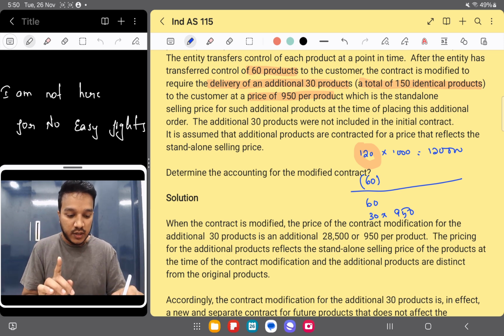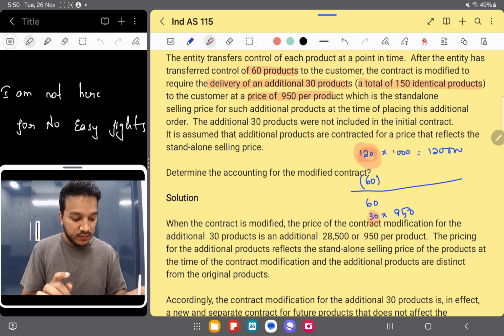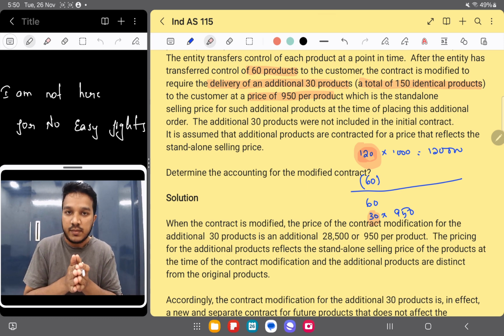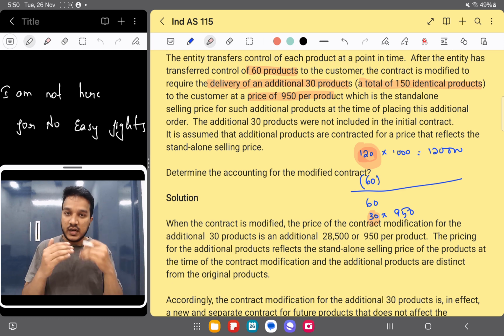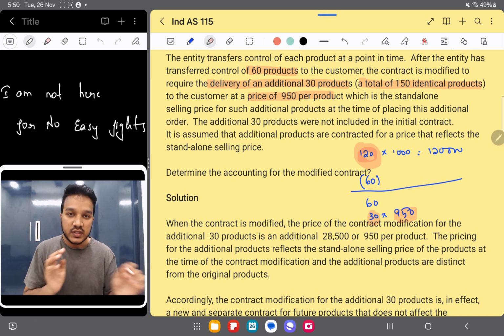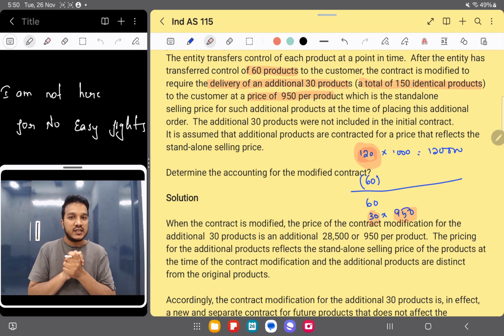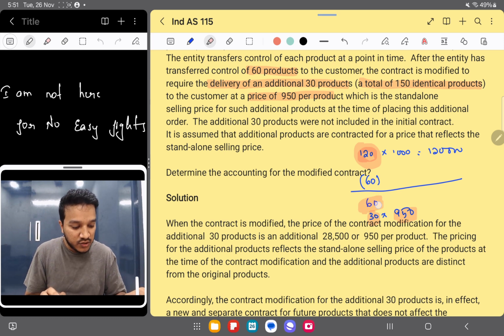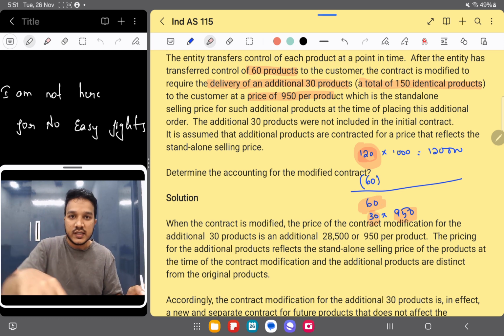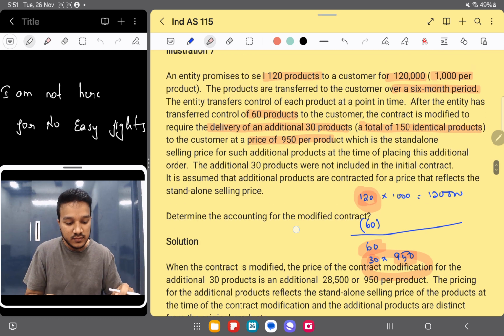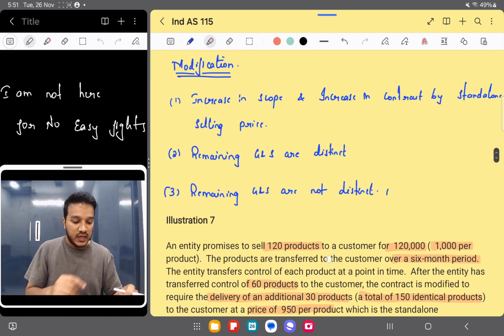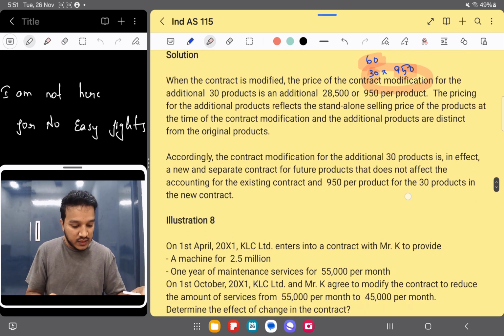First of all, the 120 products and these 30, they both are distinct. They are not the same. First point, they both are distinct. Second point is there's an increase in scope, that is 30 products additionally we are selling. And for the increase in scope, there is a standalone selling price also, 950. So the standard says, don't touch the remaining 60. As and when you sell those 60 products, recognize revenue. But for these 30 products, create a new contract. I hope you understood this point. Once go through the answer, it will be easy. There's nothing in that, you know.